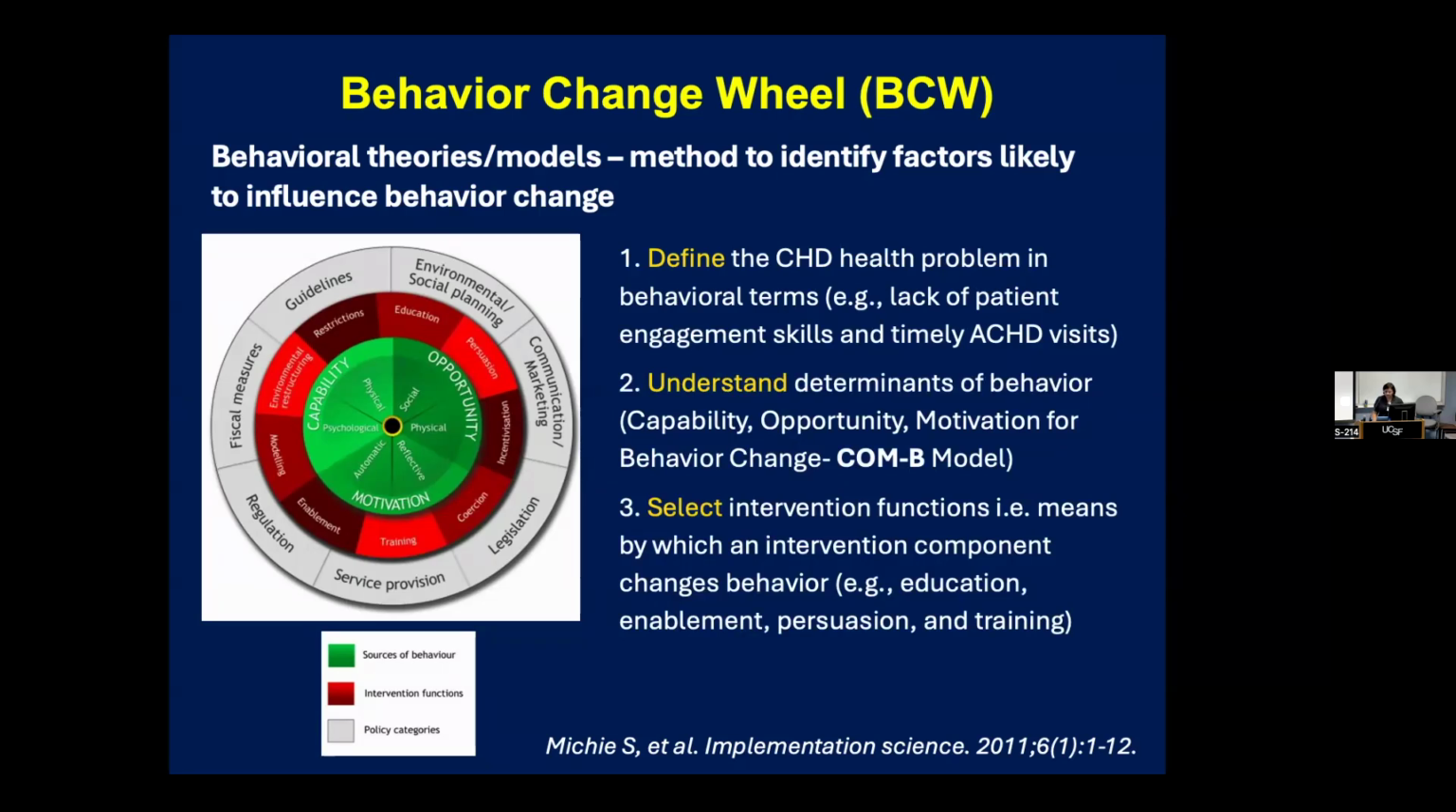For example, lack of patient engagement skills or lack of timely ACHD visits. Then we used it to understand the determinants of behavior using the capability, opportunity, and motivation model, commonly referred to as the COM-B model. And then we also used it to select the various intervention functions, that is, the means by which an intervention component changes a behavior. These could be through education, through modeling, training, and other methodologies.